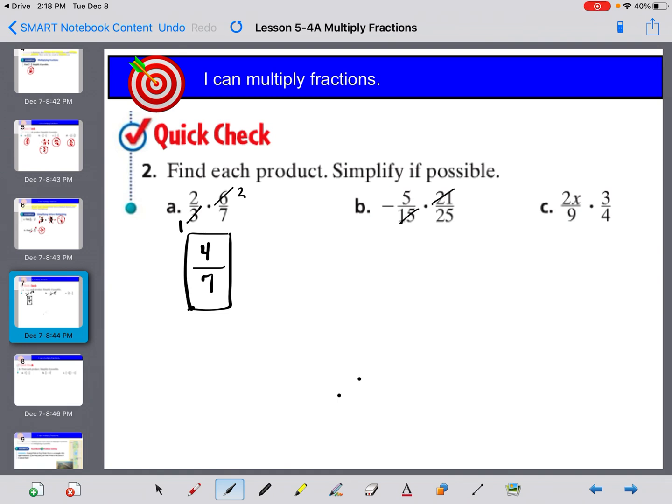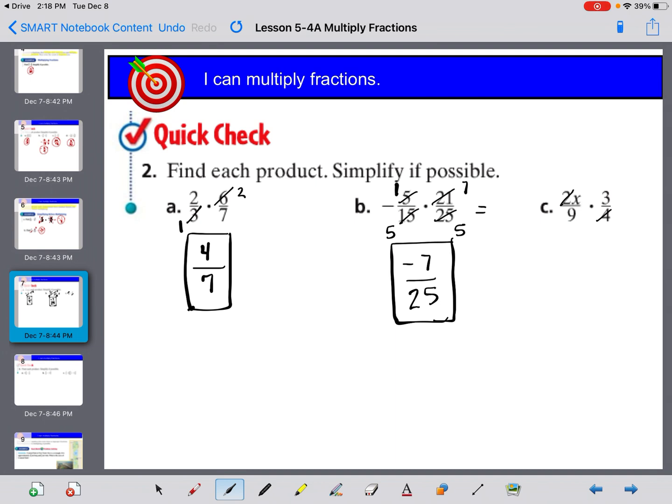Letter B. 15 and 21 have a common factor of 3. And 5 and 25 have a common factor of 5. The negative sign you can add to the numerator or the denominator. It doesn't matter. I'm going to use it with the numerator. So negative 1 times 7 is negative 7, and 5 times 5 is 25. If you simplified the problem before you multiply, your answer should always be in simplest form.